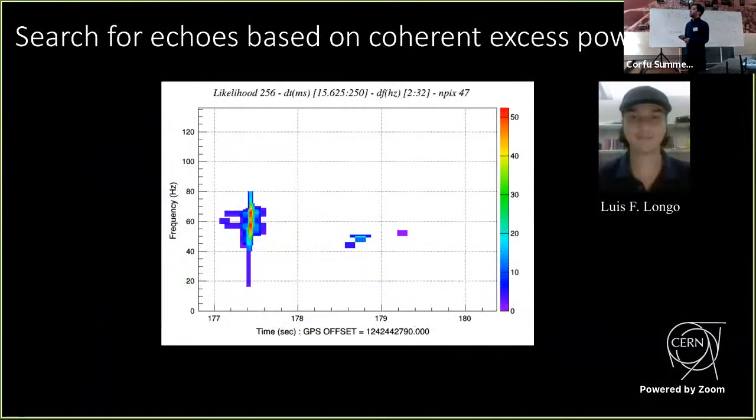Our student Luis Philippe Longo is doing a cWB search, which is model independent, and this software is based on coherent excess of energy in the same location of the sky. This is the main event, and this second pulse is the first echo that we are finding, but with independent software, which is cWB. So he's finding that.